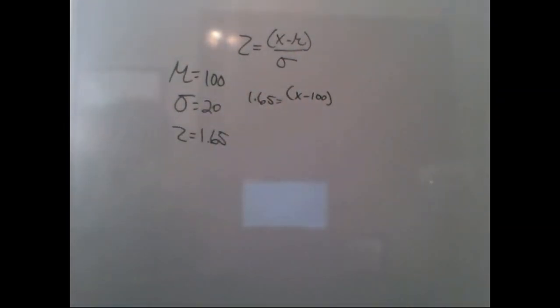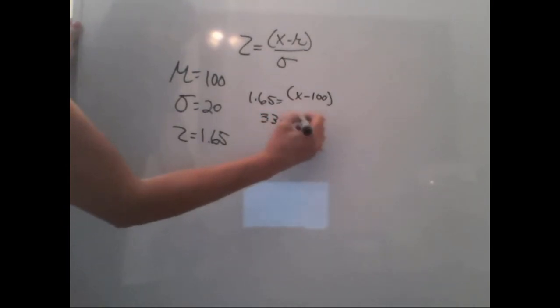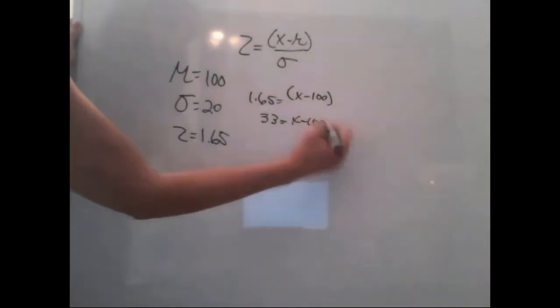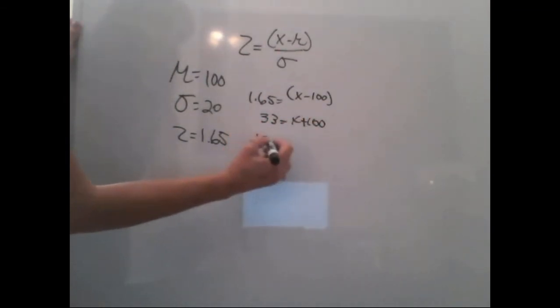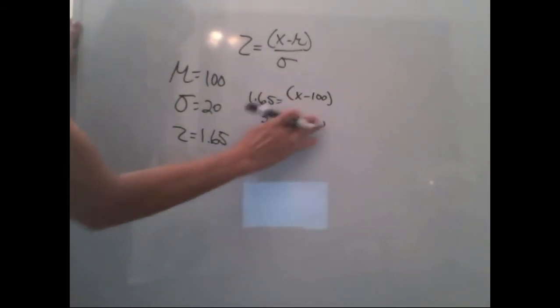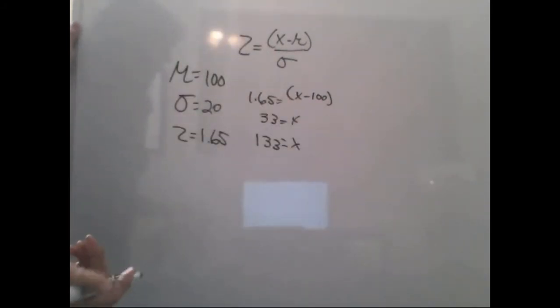1.65 times 20 equals 33, which is equal to x minus 100. All right. And so I'm going to add 100 to both sides. And that gives me 133 equals x, or x equals 133.